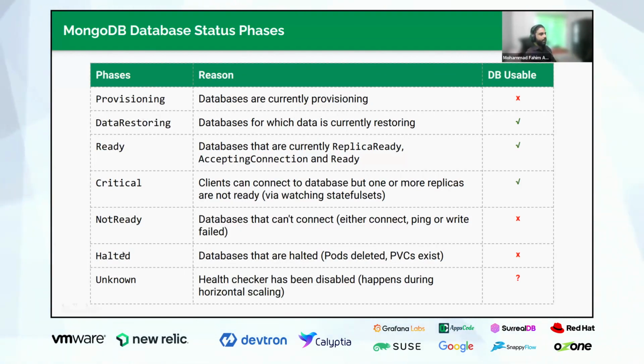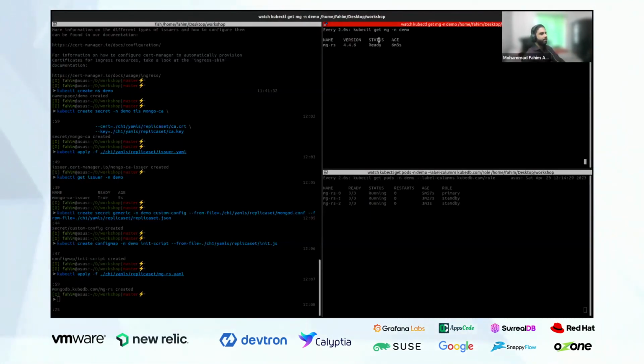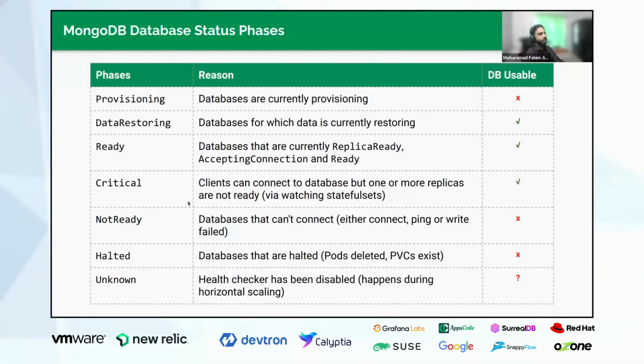So with this phase, you can actually monitor your database. This is the very basic version of monitoring your database. You can see the status and you know what's happening on your database. You can still use your database in this phase. Then there is the not ready phase. That means you cannot connect to the database, you cannot ping the database, you cannot write to the database. So if you see a not ready phase, that means you cannot use your database.